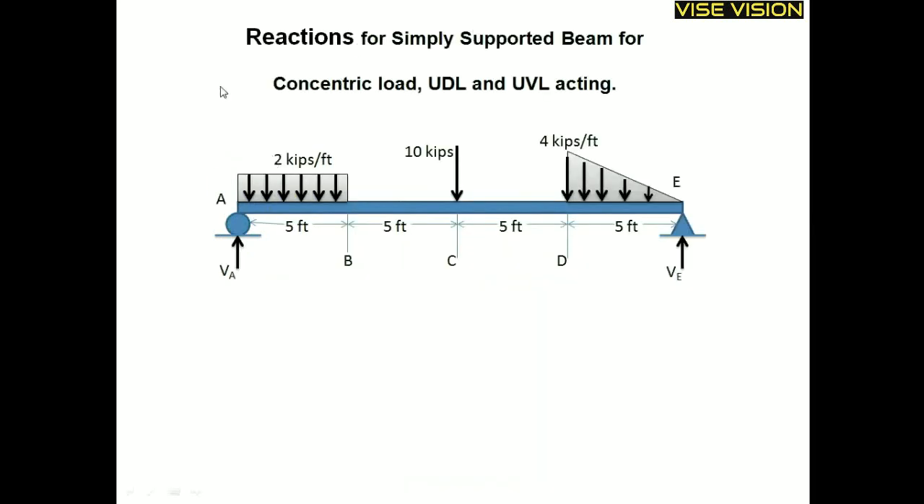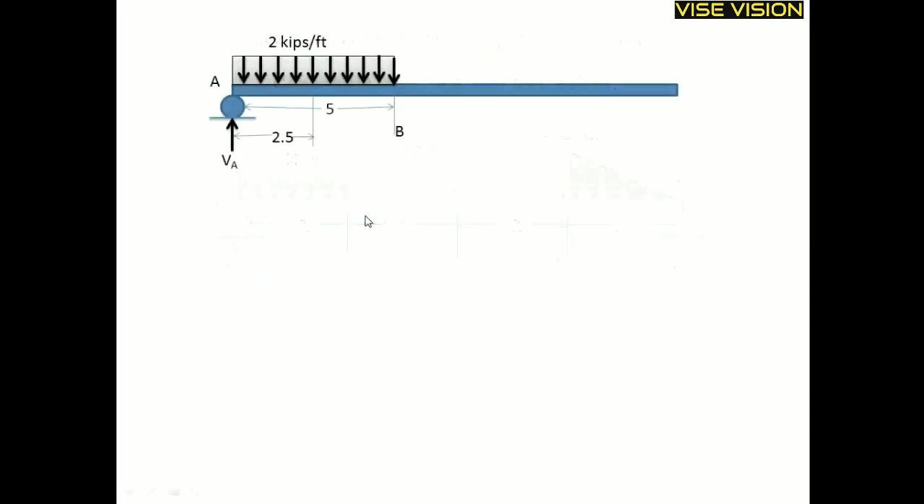In this video, I will explain how to find out the reactions for this type of loading. In this case, the UDL, point load and UVL are acting over the beam, as you can see. Let's proceed. This is my UDL, and this is my point A, taking moment about this point. Summation of moment is equal to 0.